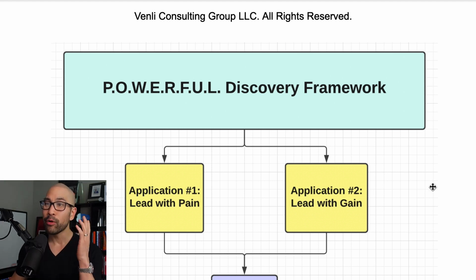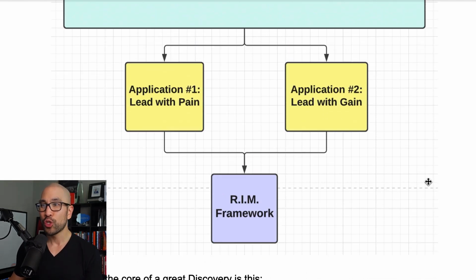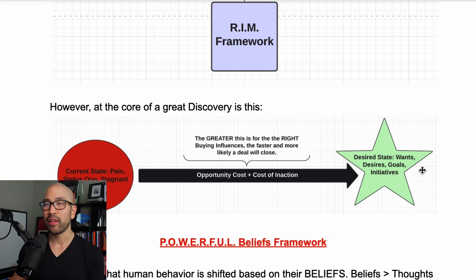So the framework I'm going to show you is what I call the powerful discovery framework. Don't worry about the applications here, because that's for a different video, but I'm going to break down exactly what each of these things stand for, because if you can get all 8 of these at a deep level, you will definitely close the opportunity, or at least have a very good chance to. So first off, let's understand exactly at the core what really a great discovery is.